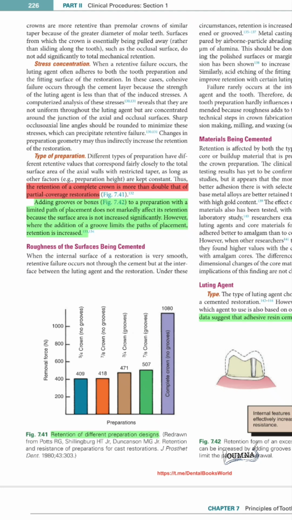The retention is affected by two things: the taper and the grooves and the boxes that we discussed earlier. But the most important is the taper, that has more influence on the retention, because the grooves do not increase the surface area significantly. But what it does is that it limits the path of placement to make it only a one path placement, which makes the movement less likely and therefore increases the retention.